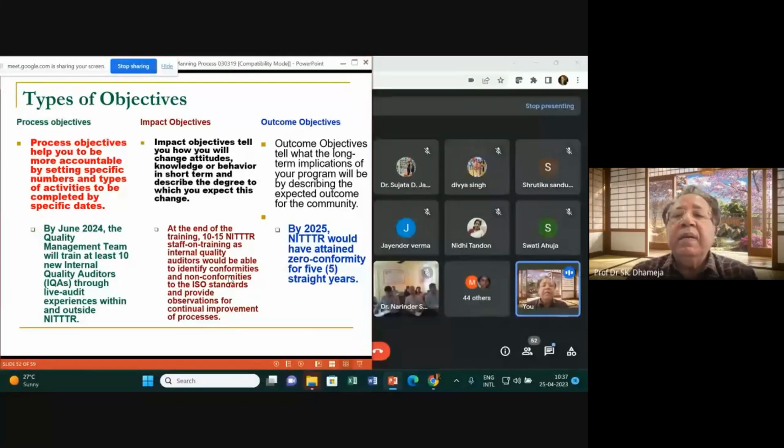Third is the outcome objectives. Outcome objectives tell what the long-term implications of your program will be by describing the expected outcome for the community.